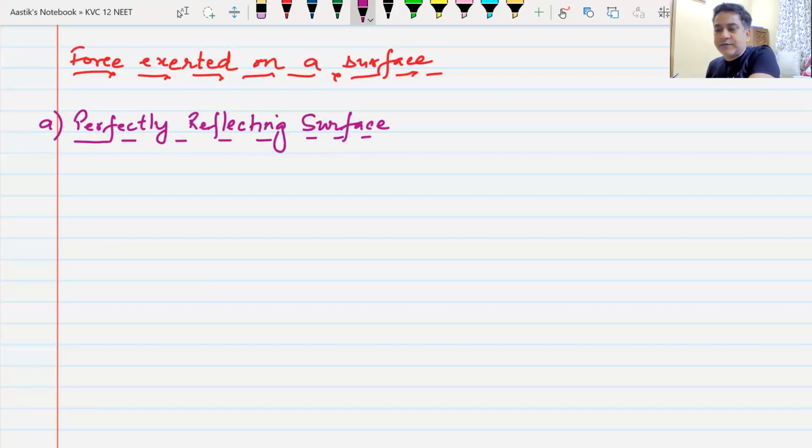You understand the meaning of a perfectly reflecting surface. It is going to reflect everything. Now this is a small diagram that you can draw if you want to, and we will just write what is happening here.